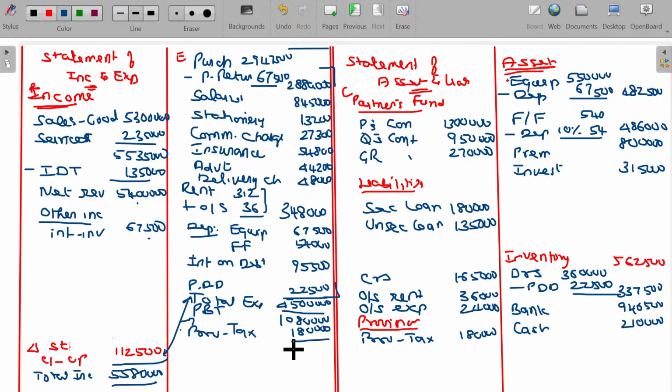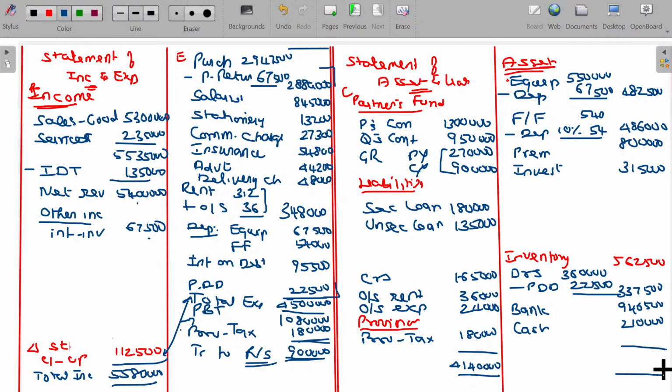Provision for taxation 1,80,000 is subtracted. Balance 9 lakhs, profit transferable to the balance sheet. Transferred to balance sheet, reserves and surplus. So here already 2,70,000 you have, another 9 lakhs is going to be addable here. This is previous year balance, this is current year value. Find out the total of the contribution and liabilities. I think this is 41,40,000 rupees. Similarly, total the asset side. Hope we will be getting 41,40,000. It is now agreed.